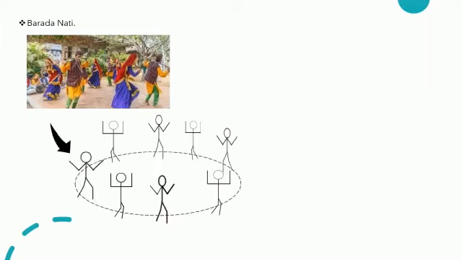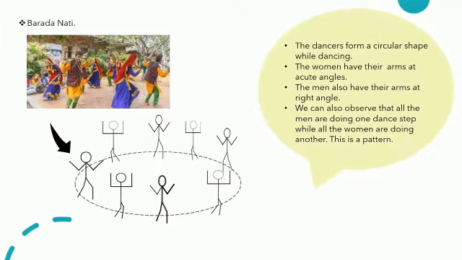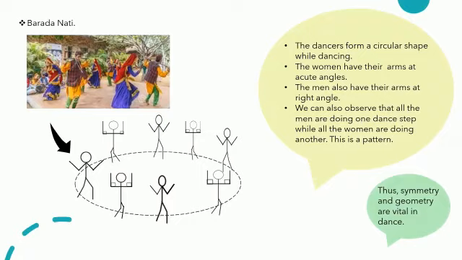Let us look at another dance form called Bharatanatyam. So here is the simplified version. So we can observe that the dancers form a circular shape while dancing and the women have their arms at acute angles. The men have their arms at right angles. So we can also see that the women are all doing the same step while the men are all doing the same step. So this is a pattern. So thus we can conclude that symmetry and geometry are vital parts of dance.